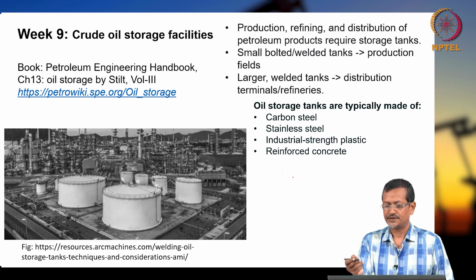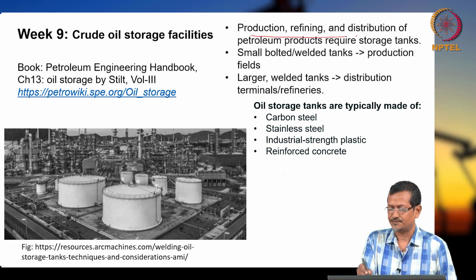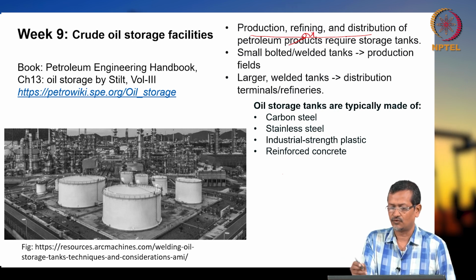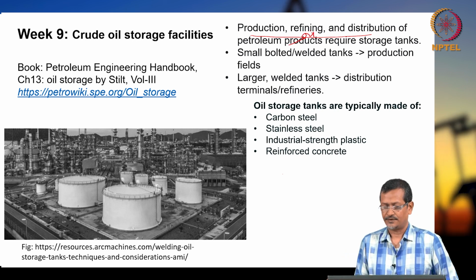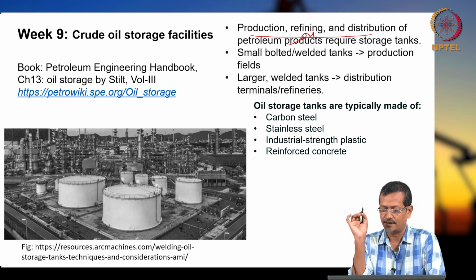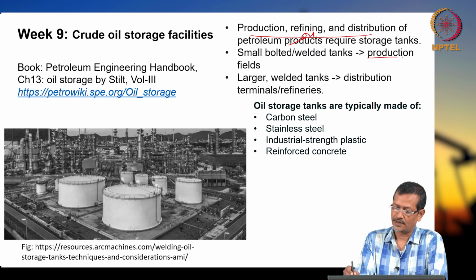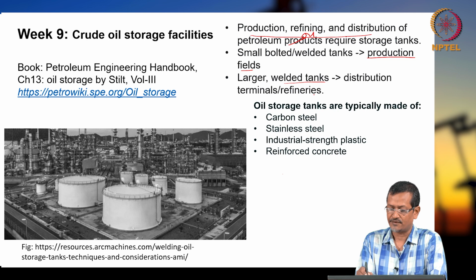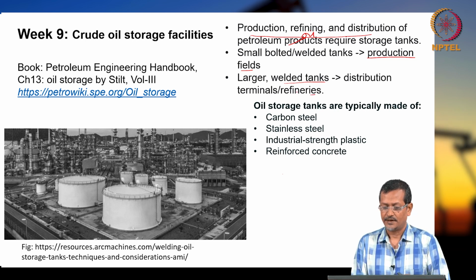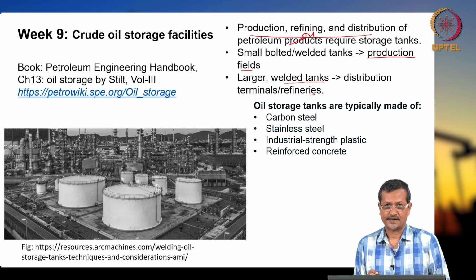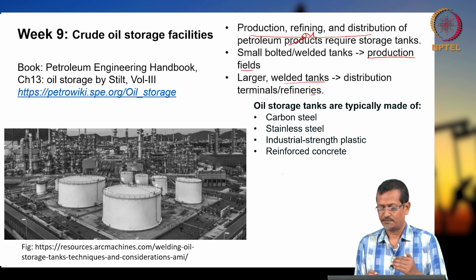Production, refining and distribution systems of petroleum products, or I can say crude oil, require storage tanks. Small bolted welded tanks are possible, and these can be used in the production field. Large welded tanks can be used in distribution terminals and refineries. Oil storage tanks are typically made of carbon steel, stainless steel, industrial strength plastic, or reinforced concrete.